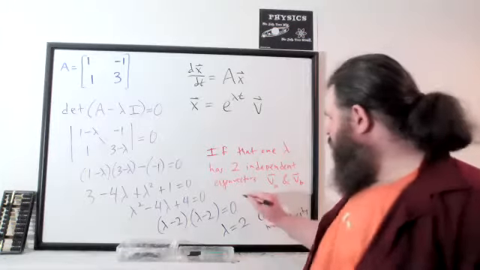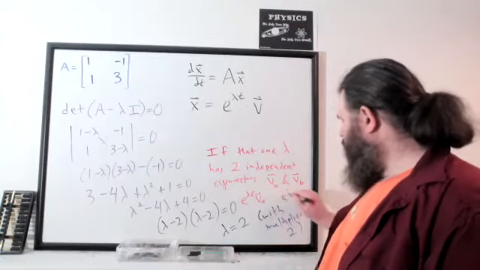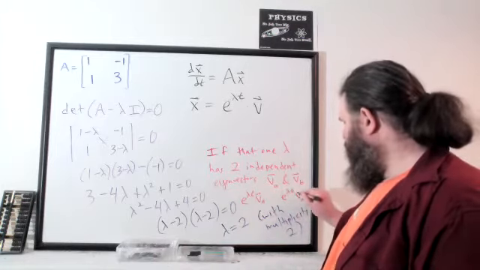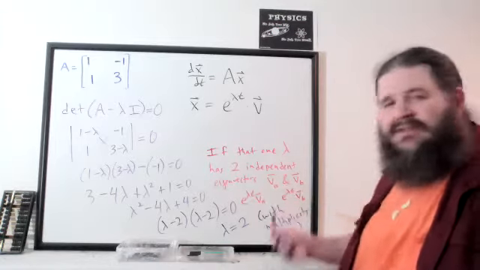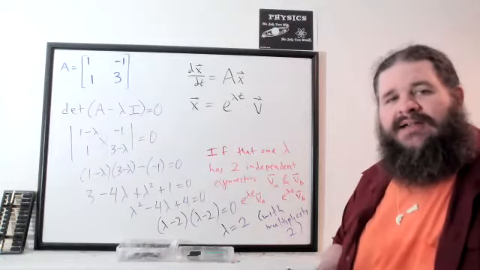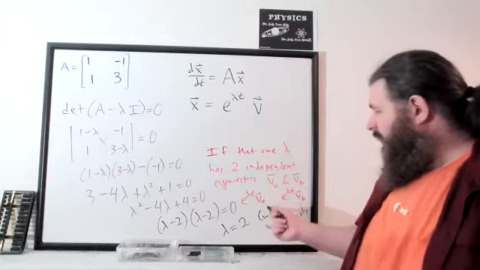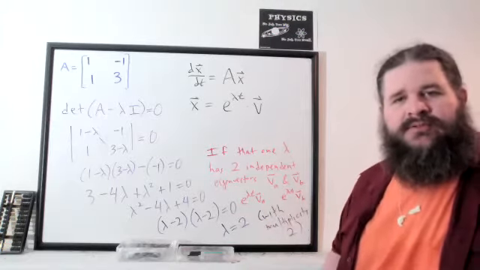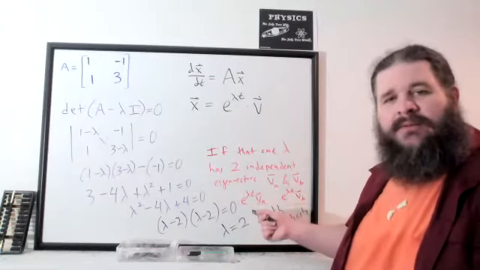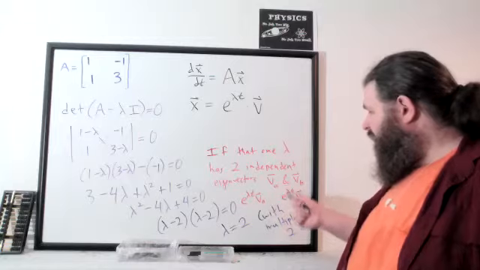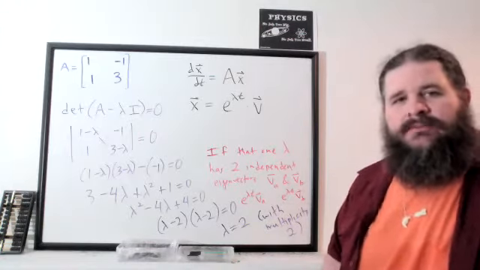We can just have e to the lambda t times v_a and e to the lambda t times v_b. These would count as independent solutions, even though it's the same e to the lambda t, as long as v_a and v_b are independent vectors pointing in different directions. These will still form a fundamental set of solutions. So we could do C1 times e to the lambda t times the first eigenvector plus C2 times e to the same lambda t times the other eigenvector. That still forms a general solution.